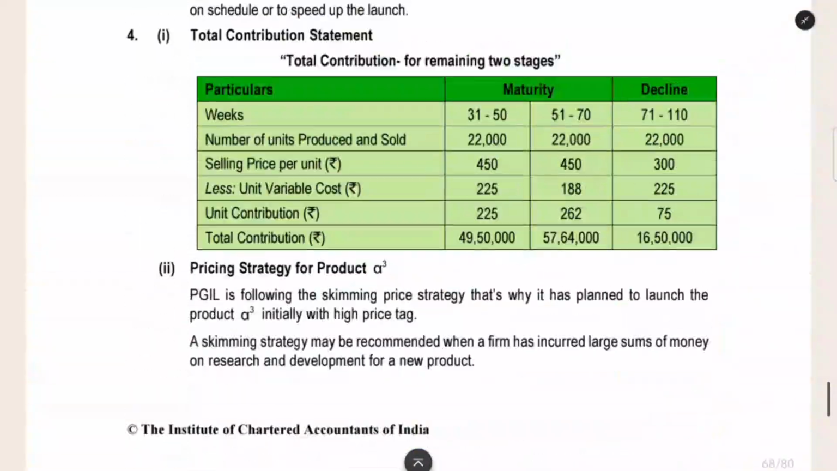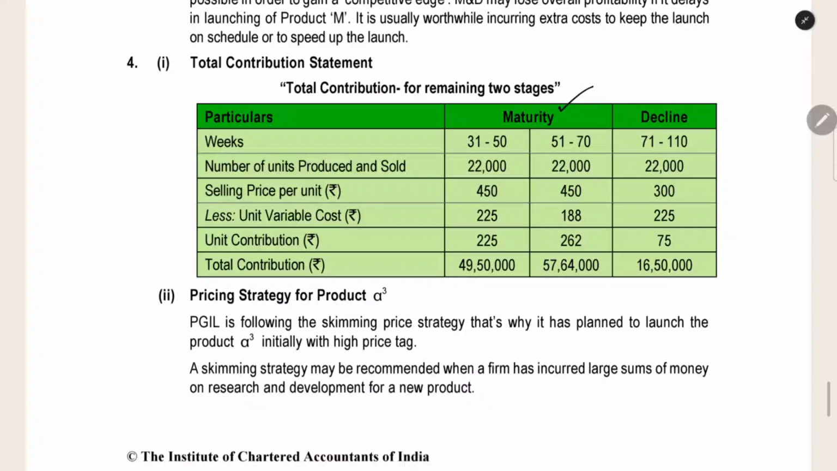Here, in the solution they have given, this is the maturity stage. We are going to sell it in two different parts: 22,000 units, 22,000 units. For that we already found out for the maturity stage the selling price will be 450 from the first table. And then in the decline stage the selling price will be 300.